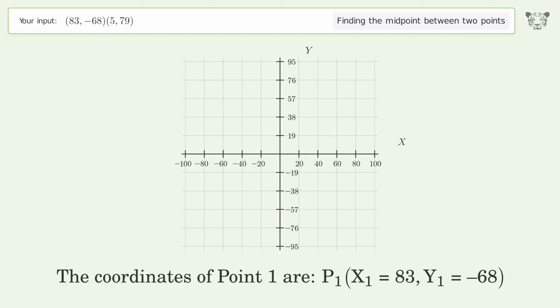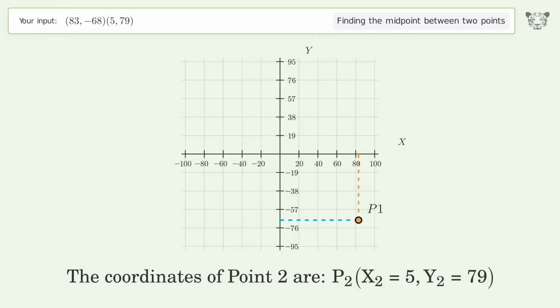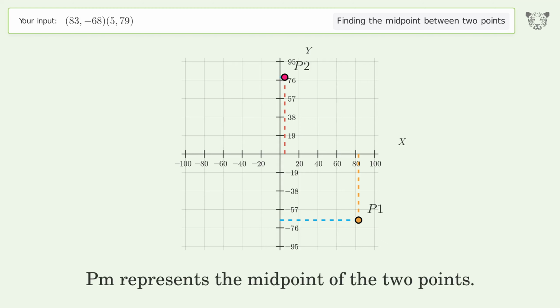The coordinates of point 1 are x1 equals 83, y1 equals -68. The coordinates of point 2 are x2 equals 5, y2 equals 79. PM represents the midpoint of the 2 points.